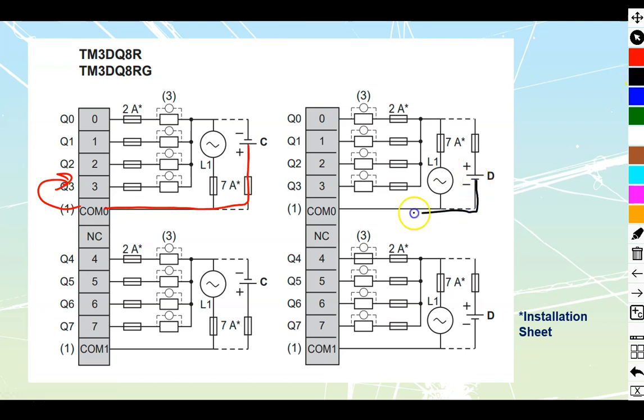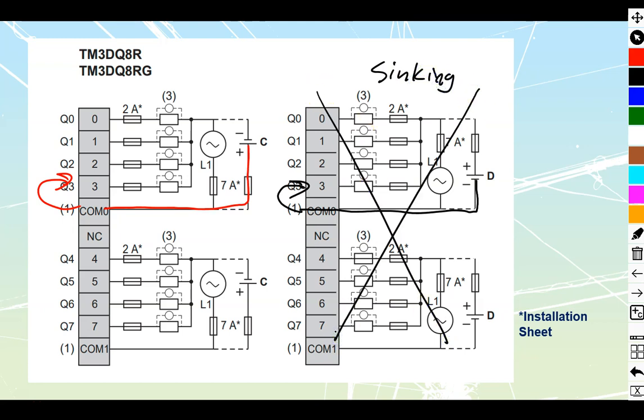Sinking would be applying a negative to my common, which would then switch out to my load. So we see that this drawing on this side is going to be the sinking configuration. We are not doing this video about sinking. That's the next video, if you want to learn about sinking outputs. We are dealing with sourcing, so we're going to deal with this one.